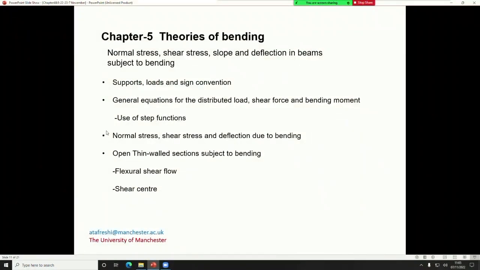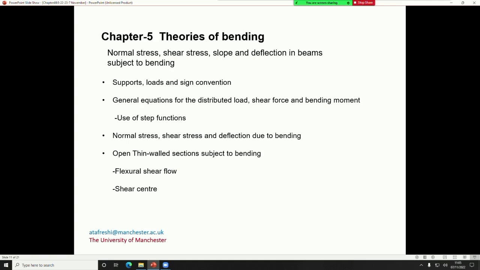So we move on to the next chapter, and that is chapter 5, theories of bending. In the previous section, all the structures we analyzed were subject to torsion. Torsion is also a moment, called torsional moment because the moment is tangent or parallel to the cross section. For bending, the moment is obviously normal to the cross section.